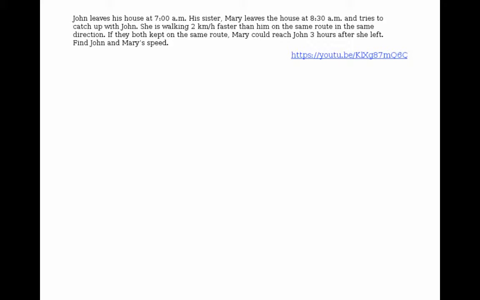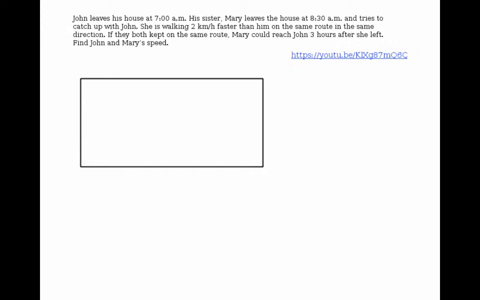Go ahead. John leaves his house at 7 a.m. His sister Mary leaves the house at 8:30 a.m. and tries to catch up with John. She is walking 2 kilometers per hour faster than him on the same route in the same direction. If they both kept on the same route, Mary could reach John 3 hours after she left. Find John and Mary's speed.